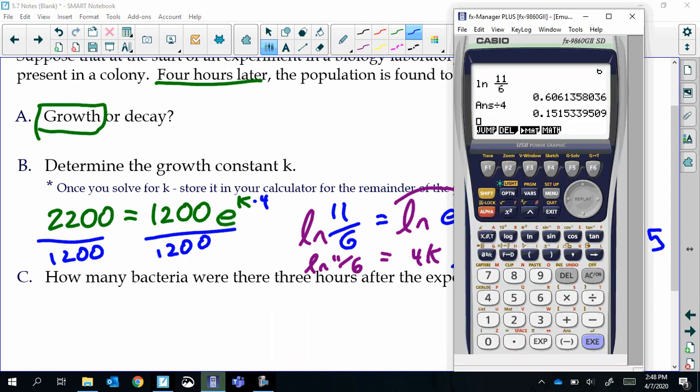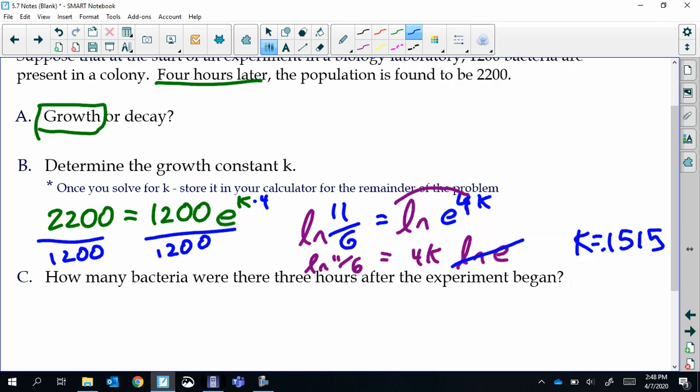Now what I like to do is store that as the letter K, just to keep this as precise as possible. I don't want to have to keep retyping that, and I don't want to lose all these extra digits that we had there.